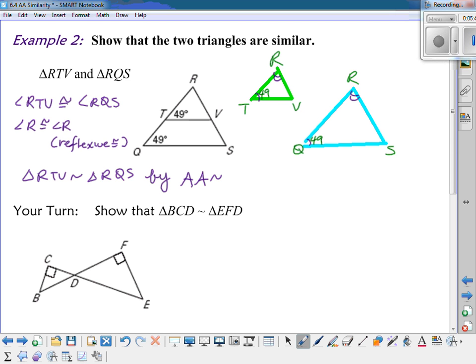So now it's your turn to do one. I want you to take the time to figure out how you could show that triangle BCD is similar to triangle EFD. Go ahead and write down your answer after you pause the video now.